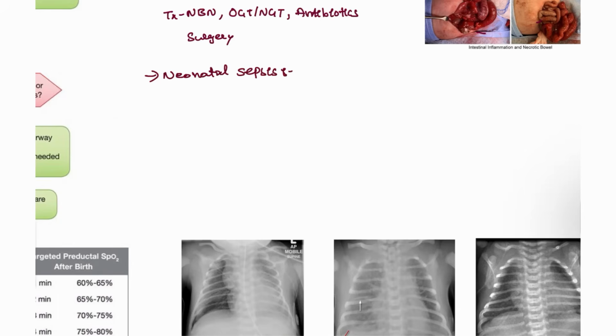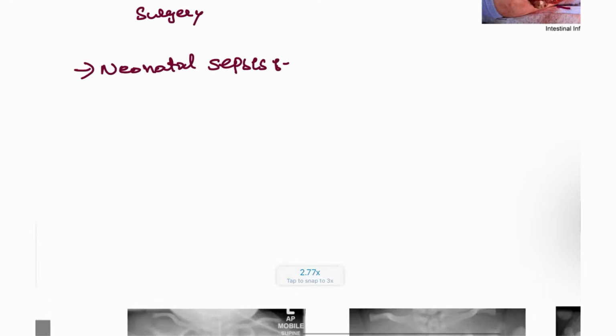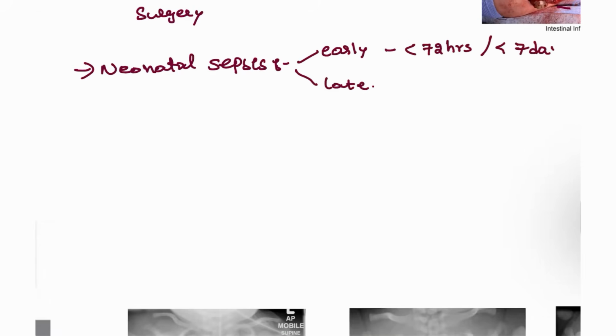So in neonatal sepsis, we have different types. One is early, okay, another one is late. So early neonatal sepsis is usually within 72 hours of birth or less than 7 days of birth. Okay, next, late neonatal sepsis is more than 72 hours and less than 28 days. Okay, so what are the causes for this?